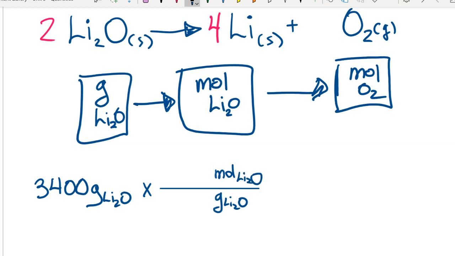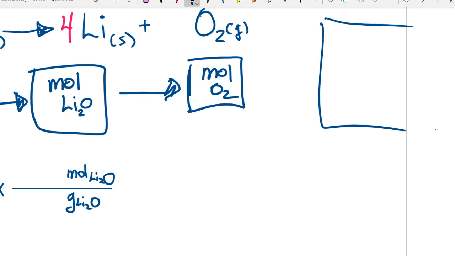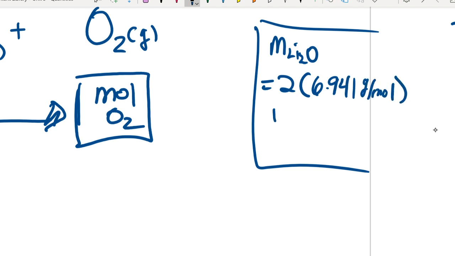Now, unfortunately, lithium oxide is not on the periodic table as its own thing. So what am I going to have to do? Yeah, we're going to have to add it up, but that's okay. So I usually would just grab a little sidebar here and say, okay, lithium oxide is going to be what? It's going to be 2 times 6.941. Where am I getting this number? From the periodic table. Plus, what else? Oxygen is, yeah, 15.9994. If you said 16, that's fine.